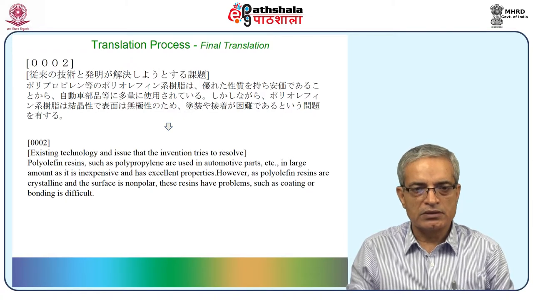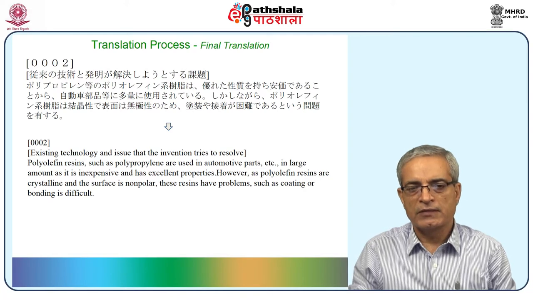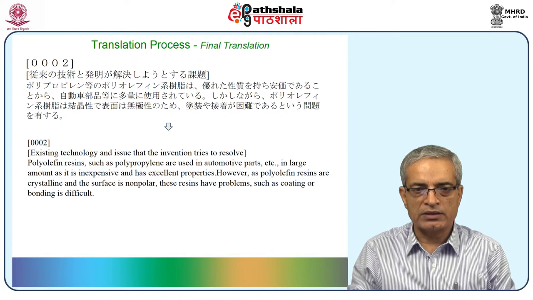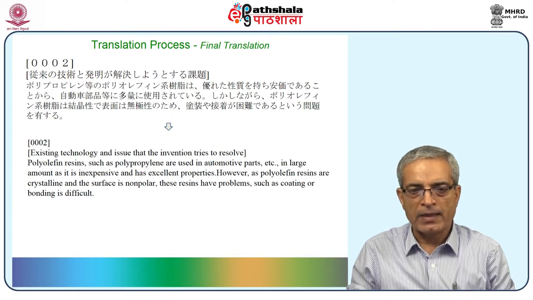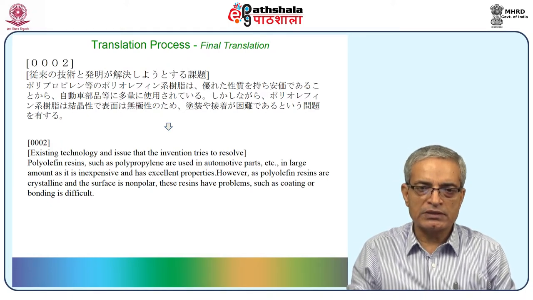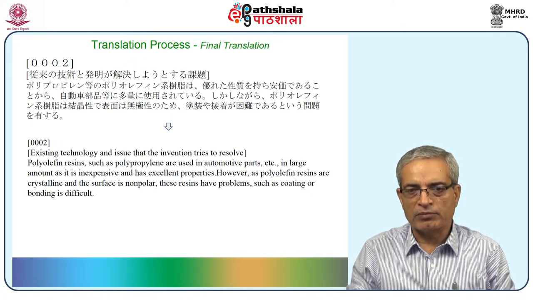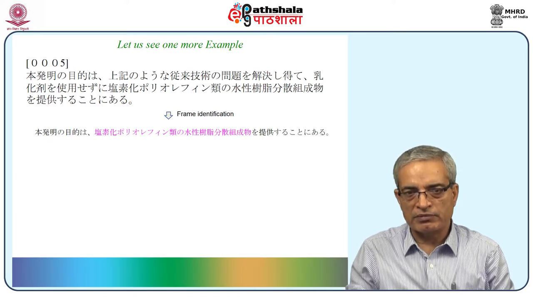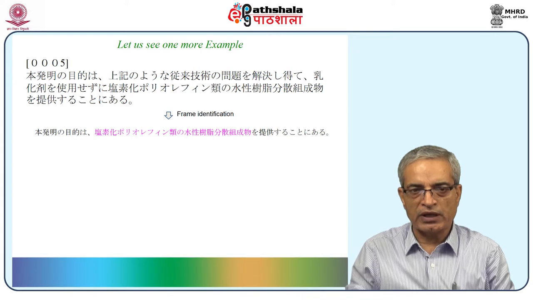And the translation is polyolefin resins such as polypropylene are used in automotive parts etc. in large amount or large quantity, as it is inexpensive and has excellent properties. However, as polyolefin resins are crystalline and the surface is non-polar, these resins have problems such as coating or bonding is difficult. And now let's see one more example. This is 0005, so it will remain as 0005, which we need not bother for the time being.